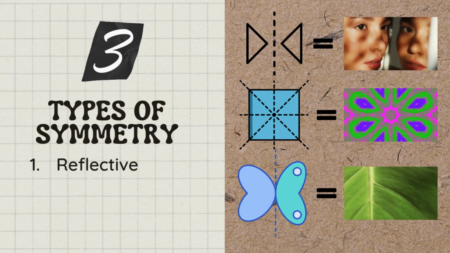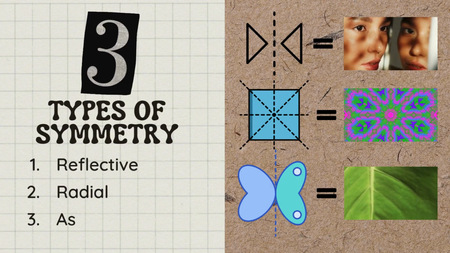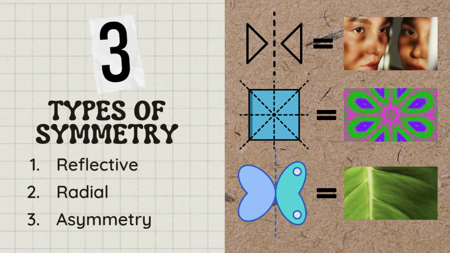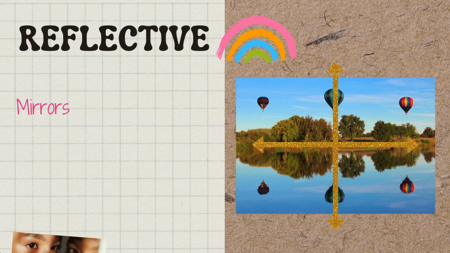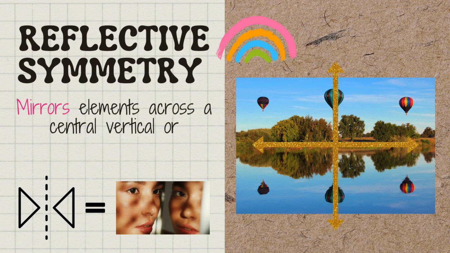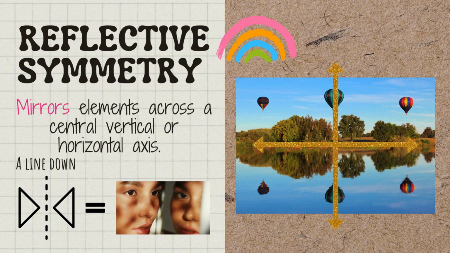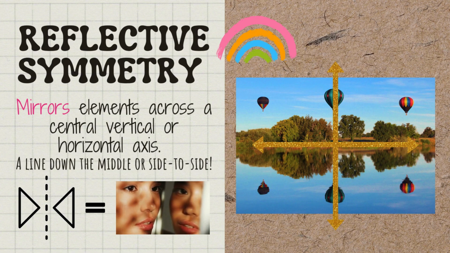There are 3 types of symmetry: 1, reflective, 2, radial, and 3, asymmetry. Reflective symmetry mirrors elements across a central vertical or horizontal axis. That means a line down the middle or side to side.